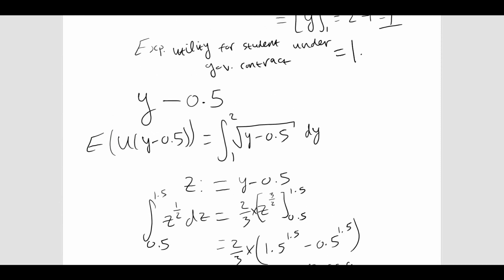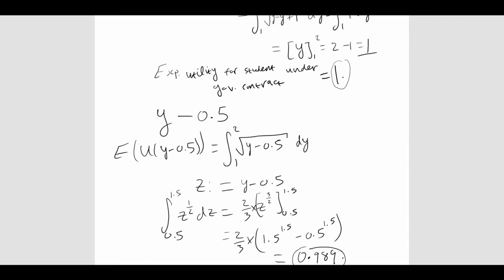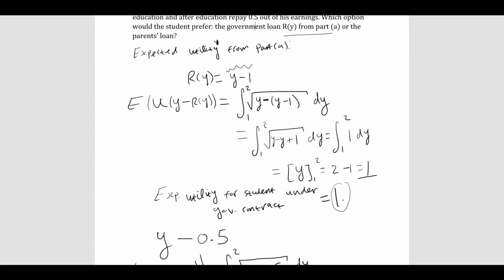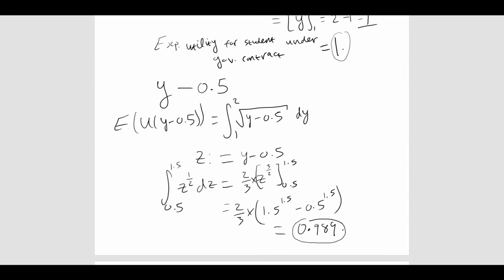So under the government scheme, he can have an expected utility of 1, but taking the loan from the parent, it's only 0.989. So in fact, it's preferable for the student to take the government option, and it's to do, I would say, with risk sharing. The government contract is y minus 1, so it basically means it's their earnings, take away this unit of 1, whereas with the parents, it's going to be y minus 0.5. So he has to pay outright 0.5, whereas with the government option, I think it's shared out more evenly. But the point is, the expectation of utility is higher under the government scheme, so that's what he prefers.